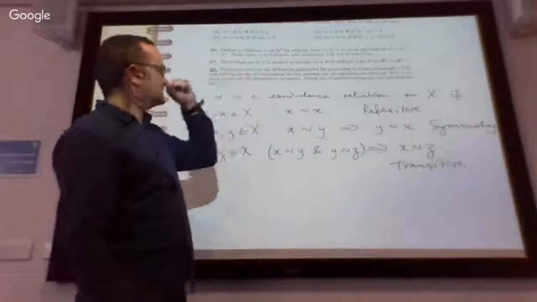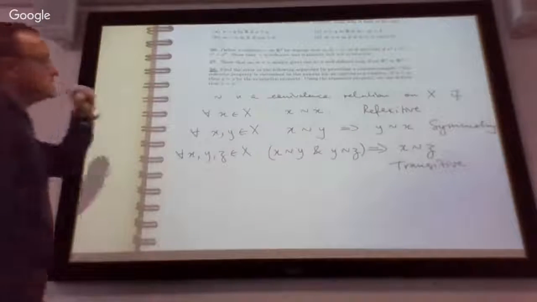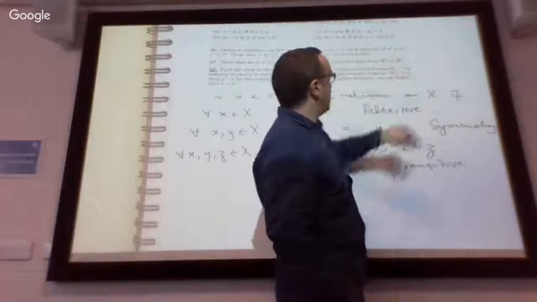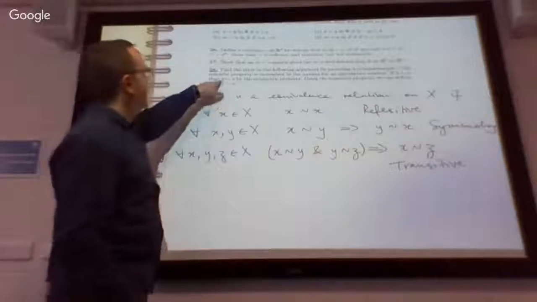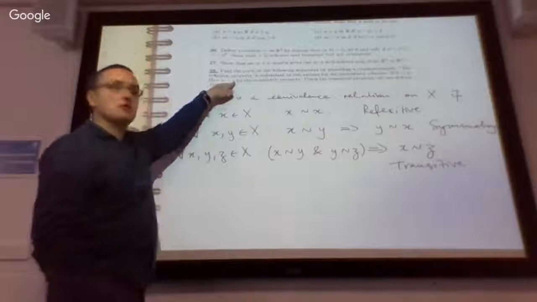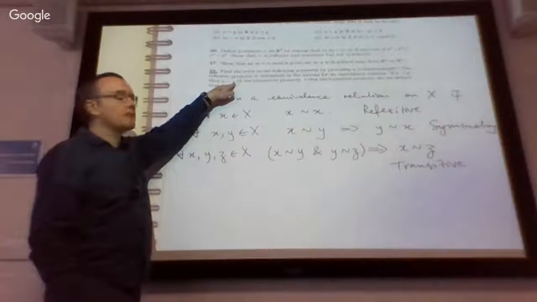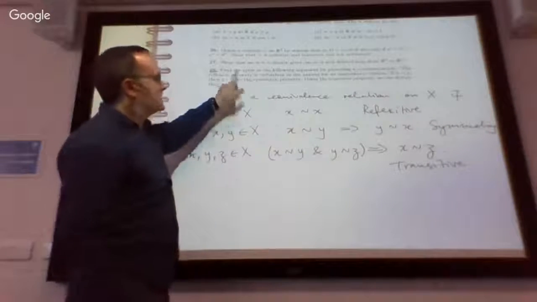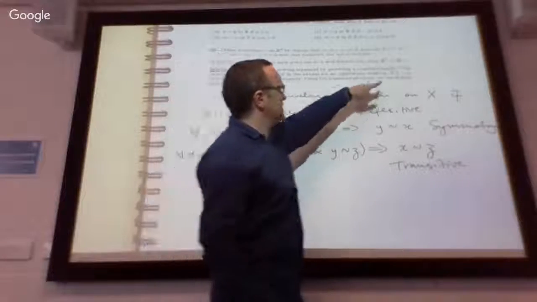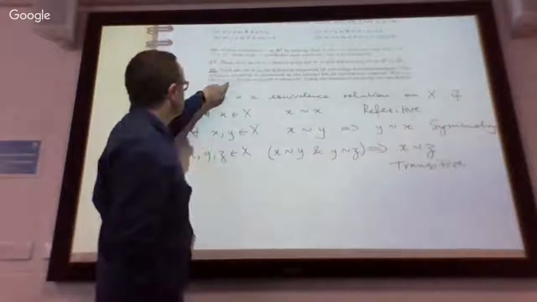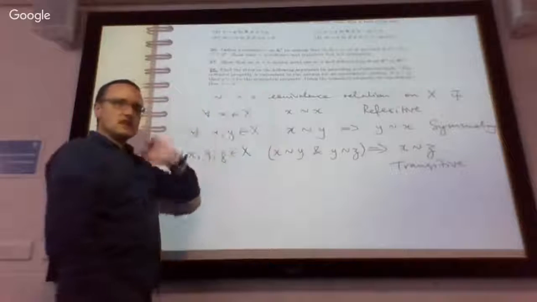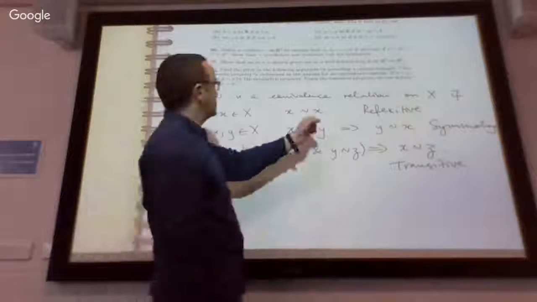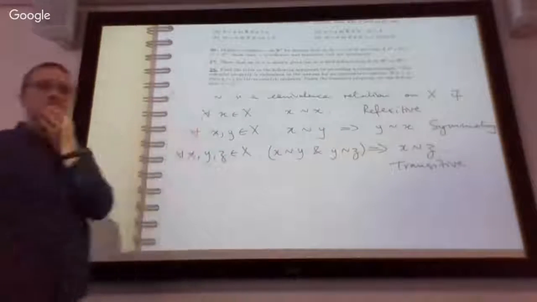And here's their argument, and it seems pretty convincing. If x is equivalent to y, by symmetry, y would be equivalent to x. But then if we also have transitivity, you see x is equivalent to y is equivalent to x. By transitivity, the relationship will travel through y and tell us that x is equivalent to x.